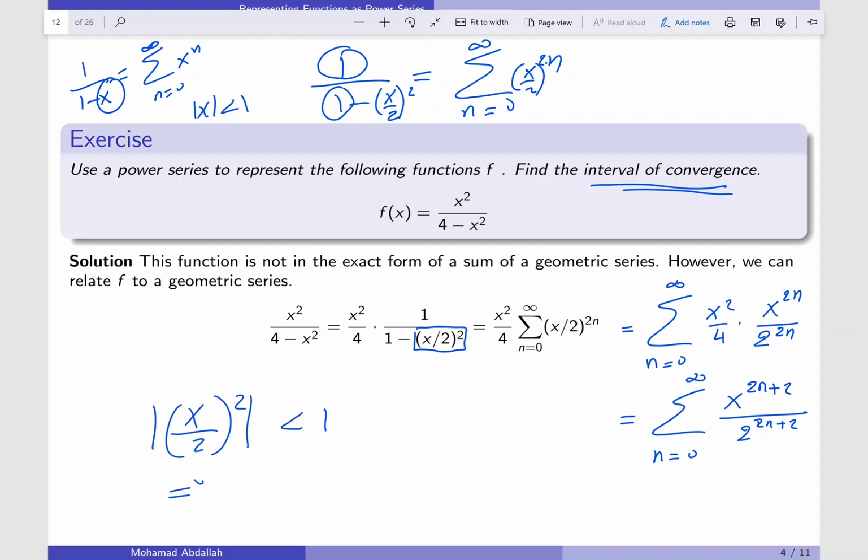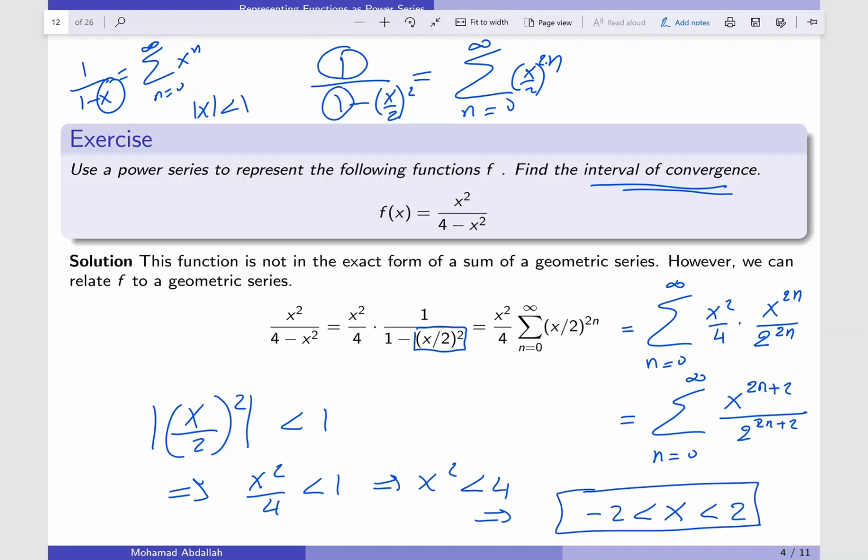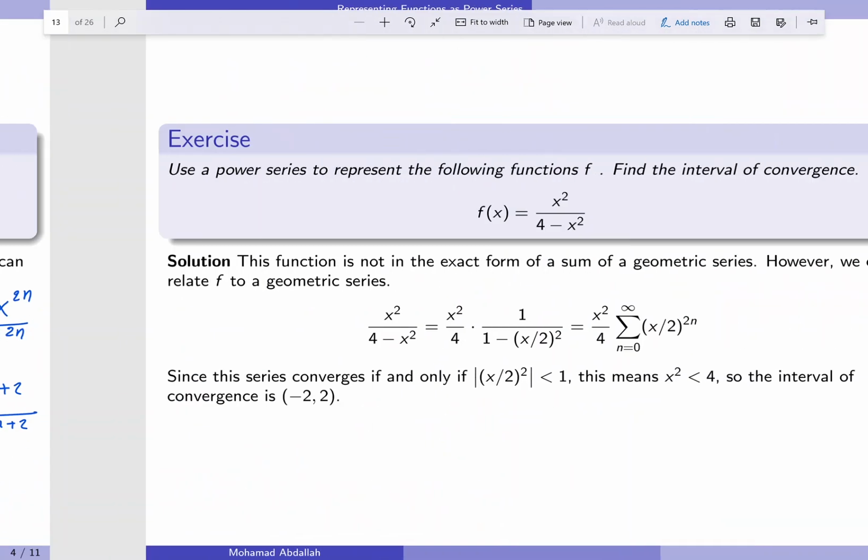Okay, now I know that this is positive because this is x squared over 4. I want it to be less than 1, which means x squared is less than 4. Now, if x squared is less than 4, this implies that x is between -2 and 2. So that's going to be the interval of convergence, from -2 to 2. So when x belongs to the interval -2 to 2, then f of x can be written as this power series.